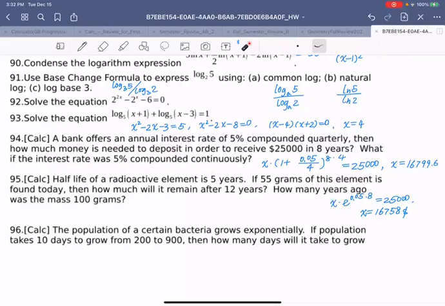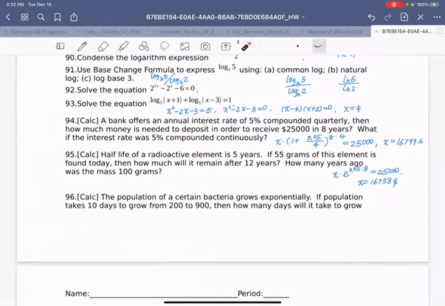Now let's do 95. You got the same answer? Yes, I got the same answer. Okay. Half-life is 5 years.